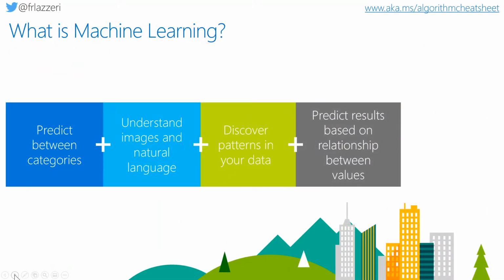The other thing that is important and I would like to discuss today with you is what are the different machine learning algorithms that you can find in Designer. As you can see, machine learning is really a broad area. Thanks to machine learning, you can actually do many different things, such as predicting between different categories. You can understand images and natural language. You can discover patterns in your data. You can also predict results based on different relationships between values. This is more like a forecasting scenario.